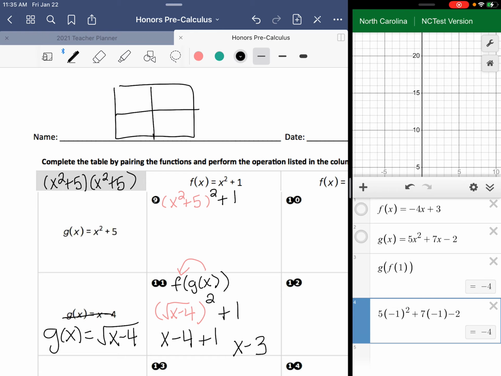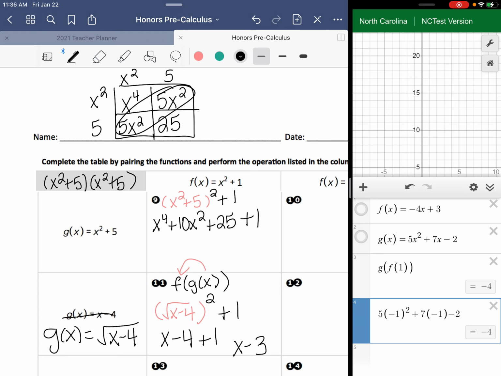I'm going to do my box. So we have x squared and 5, x squared and 5. So this is going to be x to the 4th, 5x squared, 5x squared, and 25. So I'm going to bring that all together, and we get x to the 4th plus 10x squared plus 25 plus 1. And finally combine like terms, and we get x to the 4th plus 10x squared plus 26.